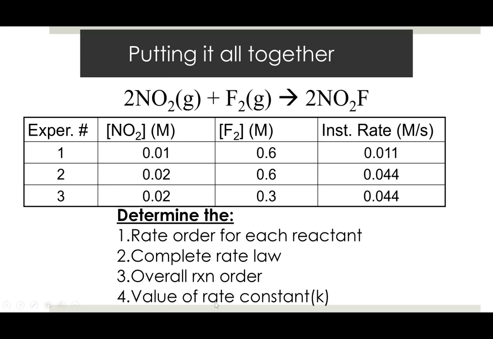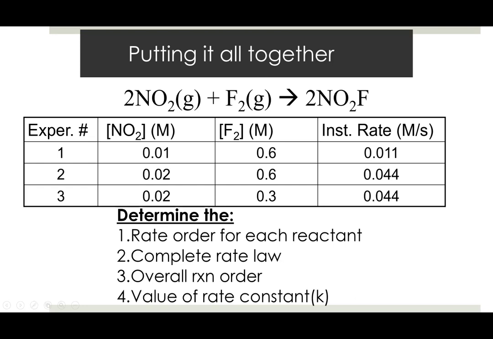So here's the 4 things that I want to do in this video. I want to first determine the rate order for each of the reactants. Once I know that, then I can write the complete rate law, think about the overall reaction order, and then finally solve for that rate constant K, keeping in mind the units for K. So let's get started. So the first step is to determine the rate order for each of the reactants.